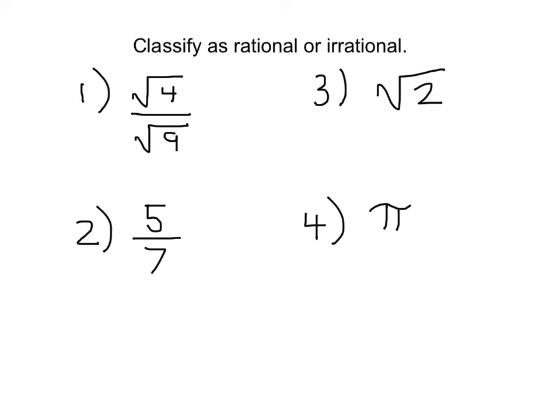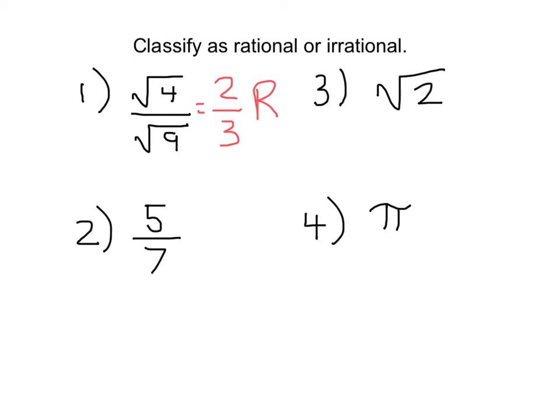All right, try these. You may pause your video and then restart to see how you did. Welcome back from pausing the video. So we have number 1, square root of 4 over square root of 9. Well, square root of 4 is equal to 2. Square root of 9 is equal to 3. That is a fraction using integers, so this is a rational number.